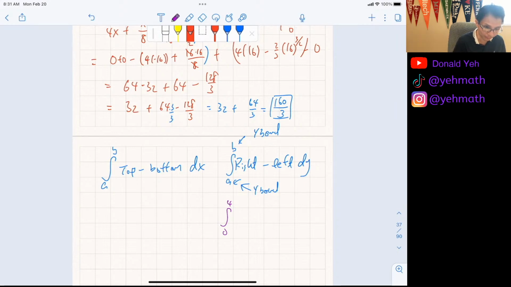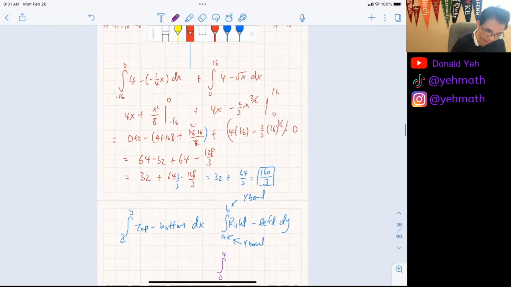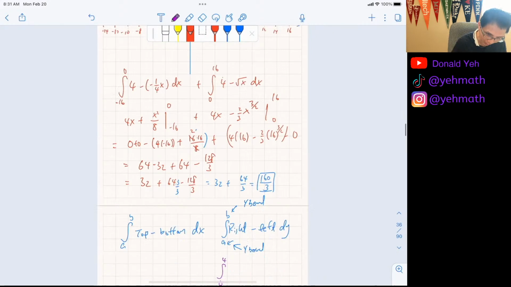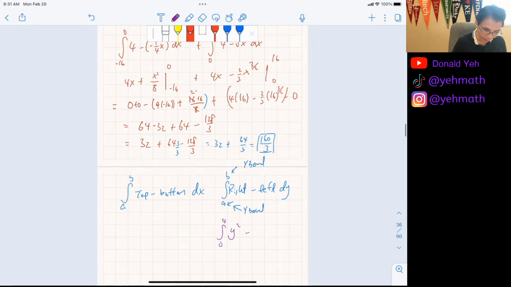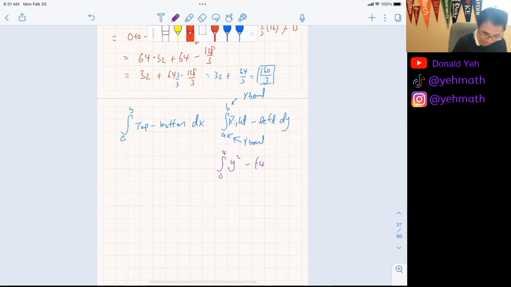The right function is what? Y squared, right? Is that okay? What is the left? Negative 4y, dy. So we change everything to a different perspective. It should offer me a different way to do something, and we're still going to get the same answer.